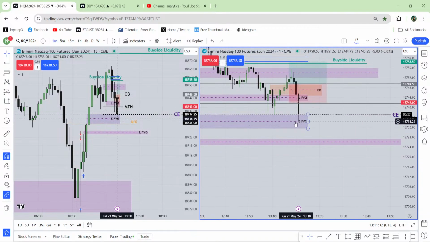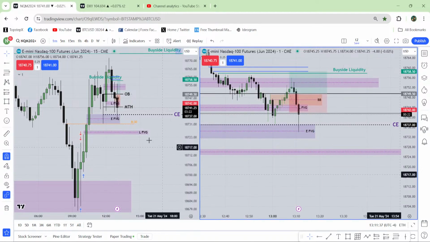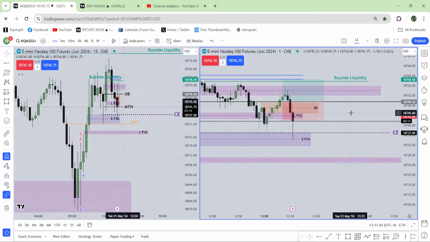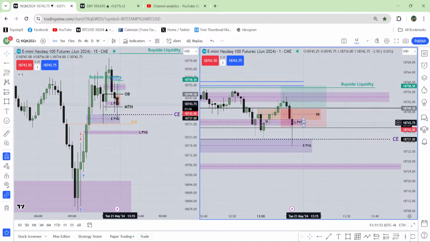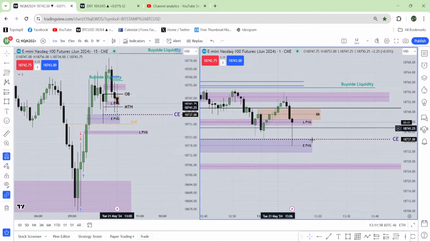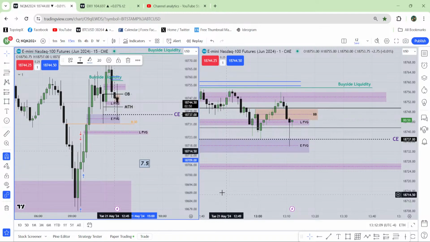Now it has broken everything. Came back until the entry fair value gap, consequent encroachment. We will see how this candle works. Still, I'm bullish until the mean threshold of that order block is broken. I'm bullish. Just 7.5 handle stop loss. Keep that in your mind. I will keep it right over there. 7.5 handle. I'll keep that in my mind.